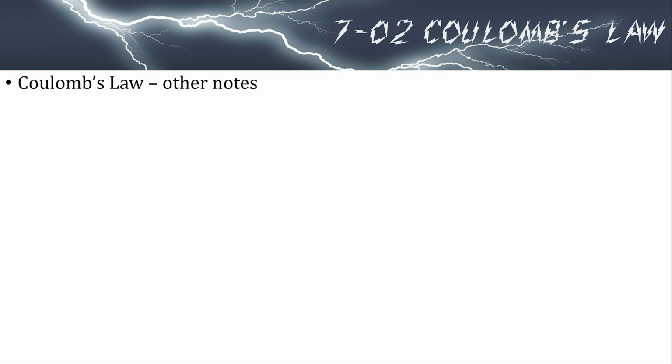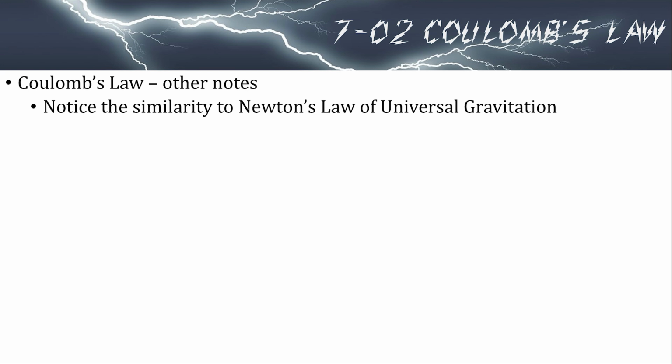A few other notes about Coulomb's law. Notice the similarity to Newton's law of universal gravitation, where the gravitational force is G m m over r squared. There's a constant: for electrical, there's a k; for gravitational, it's G. And then there's the size of the thing. So we have the masses, or in Coulomb's law, the sizes of the charges, and they're both over r squared.